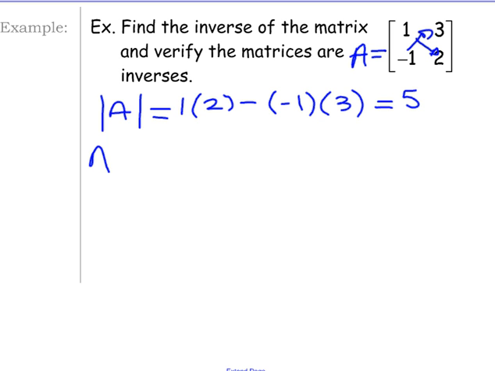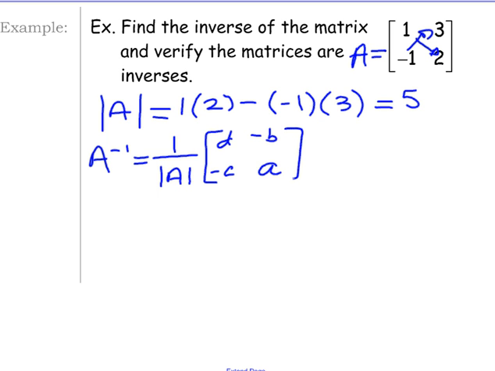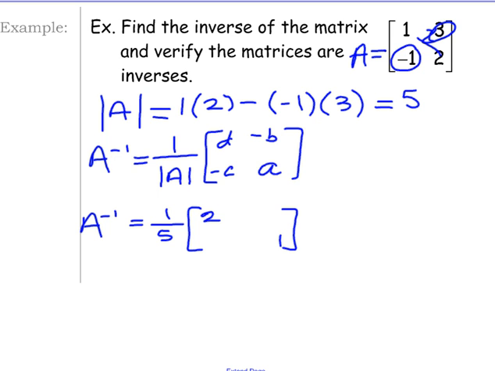Now to find A inverse, I need to multiply 1 over the determinant of A by this transformed matrix where D and A switch places and B and C change signs. For the matrix I'm given, A inverse would be 1/5 times the matrix where I switch the 1 and 2, so the 2 becomes the first element and 1 becomes the last element. And then 3 and -1 change to the opposite signs, so 3 is now -3 and -1 is now +1.